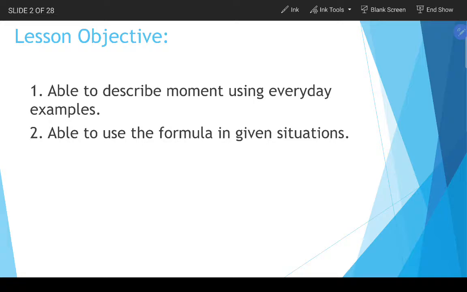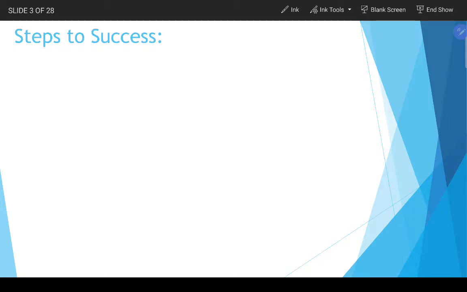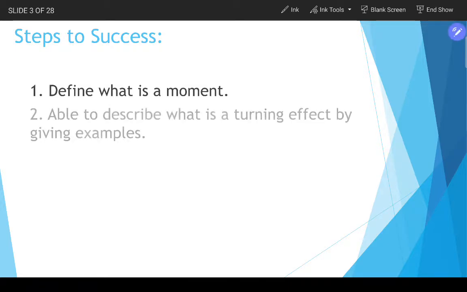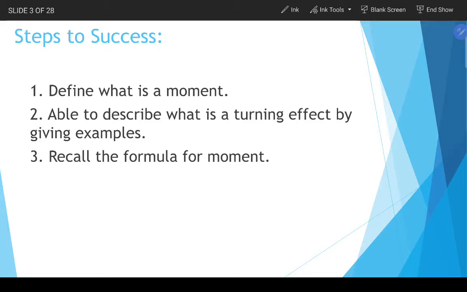In order to achieve these lesson objectives, let's look at our steps to success. The first thing you need to do is to define what is a moment. Two, able to describe what is a turning effect by giving examples. And three, you're able to recall the formula for moment.